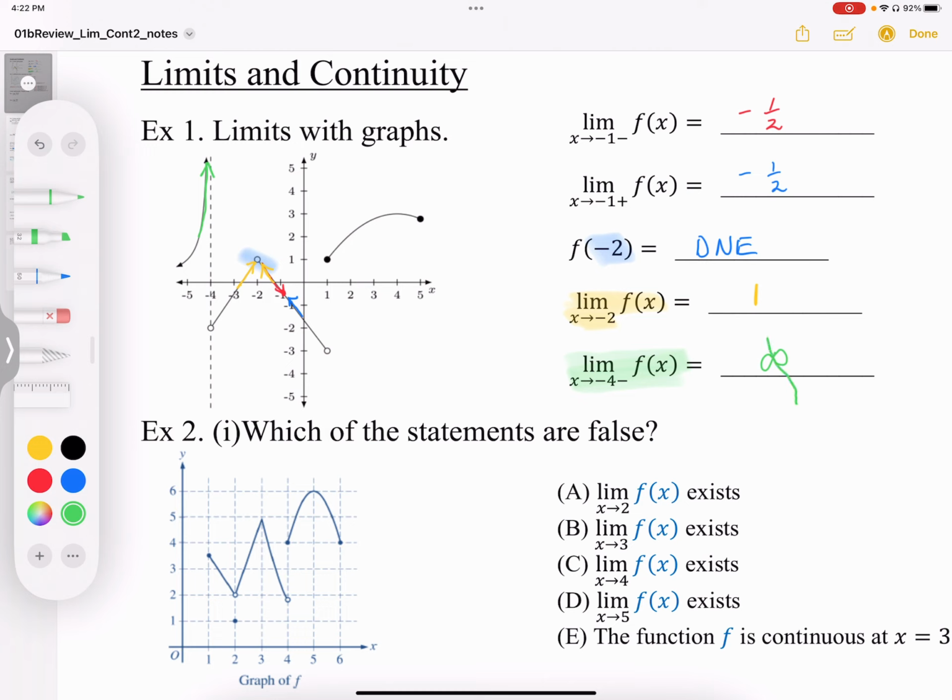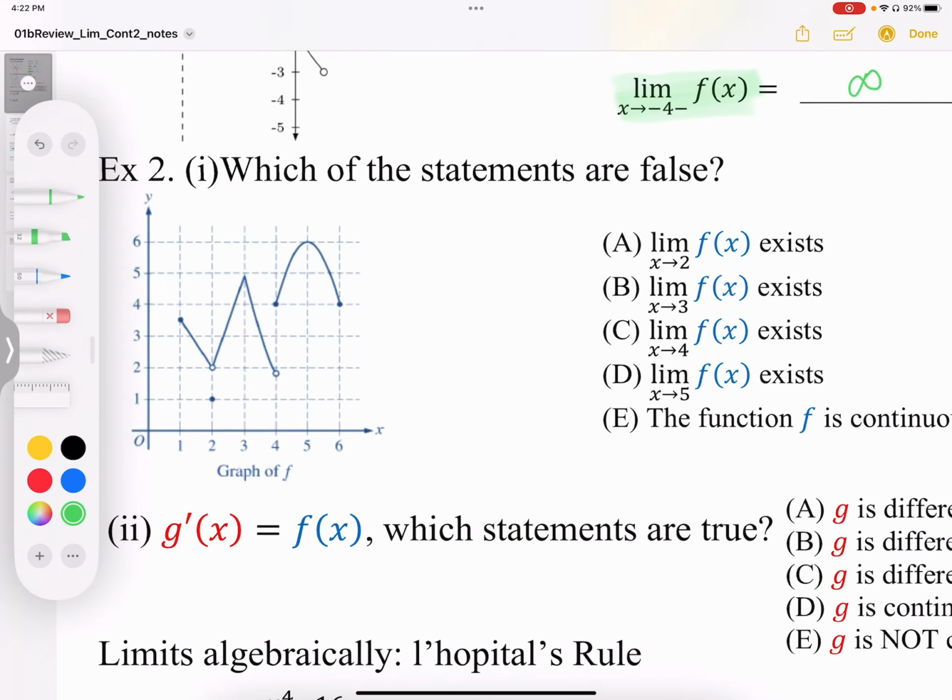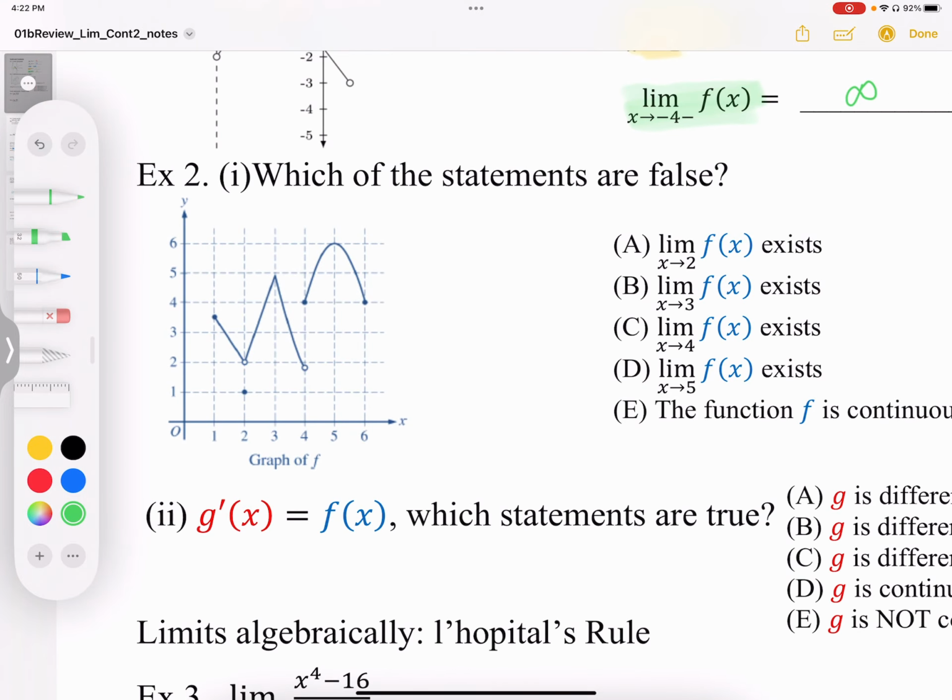In example 2, we're going to look at this graph again. This is a graph of f, and for the first part, we're being asked about what's happening on the graph of f. For part 1, we're being asked which of the statements are false.